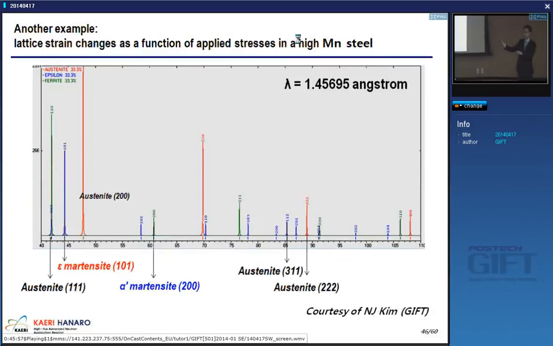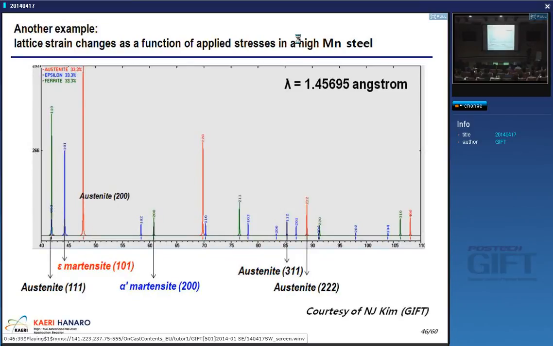I want to show here some more things, some different HKL deformation behavior. It's actually work with Professor Kim here, on a high manganese steel. These are X-ray diffraction results, okay? They have some preliminary results. That steel consists of austenite, epsilon martensite, and alpha prime martensite. It's a very, very complicated steel, with a lot of phases in there.